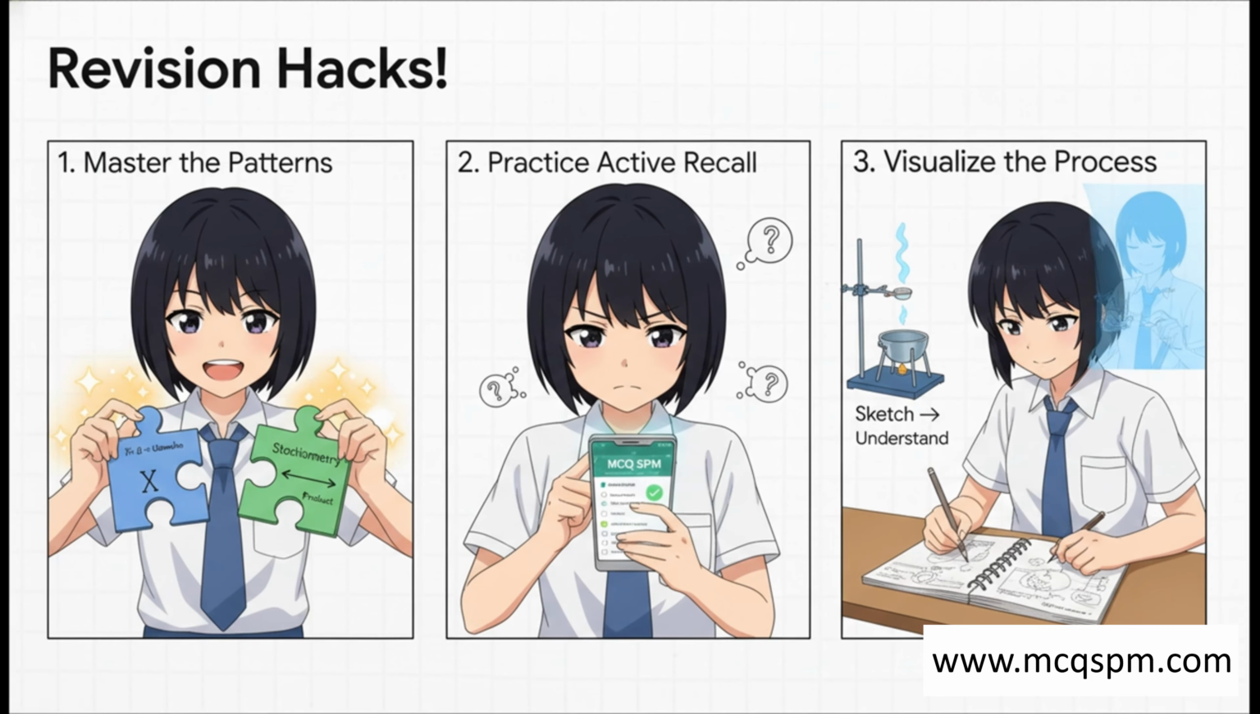Number 2, use active recall. I'm telling you, this is a game changer. Just rereading notes doesn't work. You need to test yourself. Using the MCQ SPM app forces your brain to pull the information out, which is how you build strong memories. And number 3, visualize it, especially for experiment-based questions. Take 10 seconds to sketch the equipment like the crucible. Drawing it helps you remember the little details, like why you need to lift the lid. It connects the how to the why.